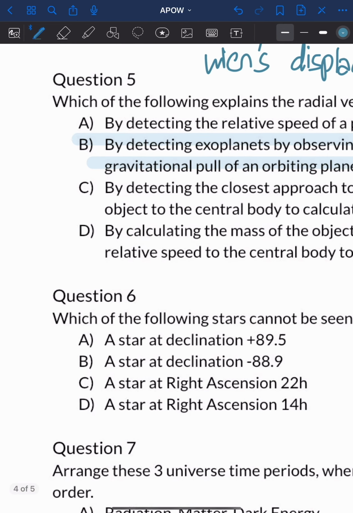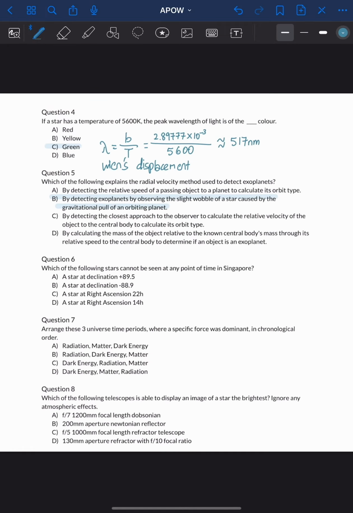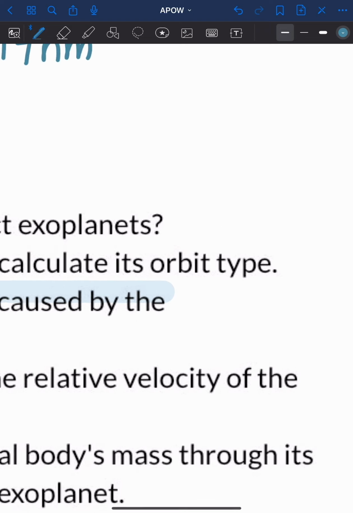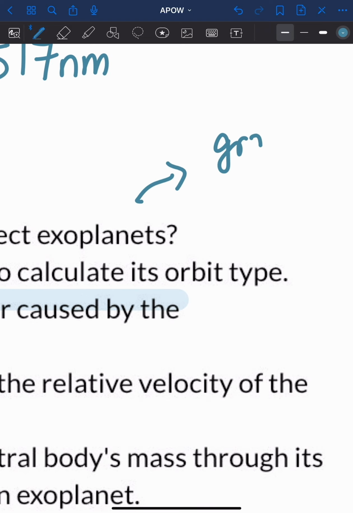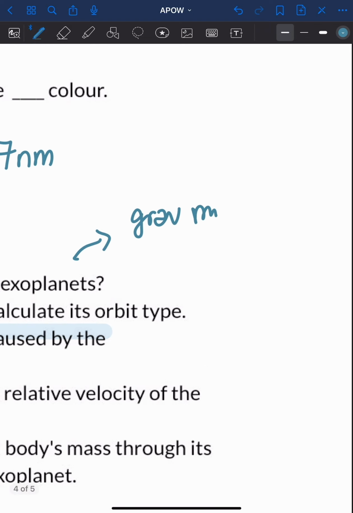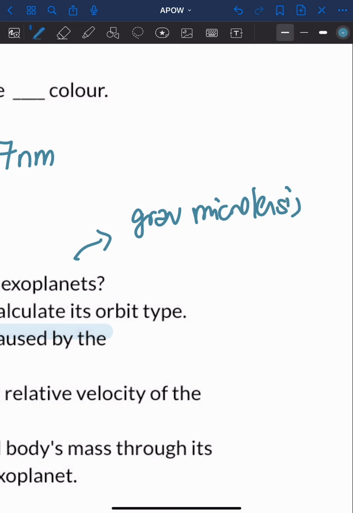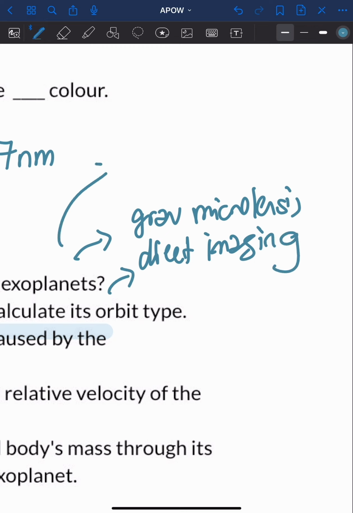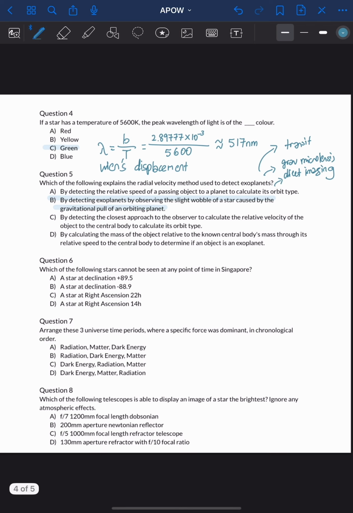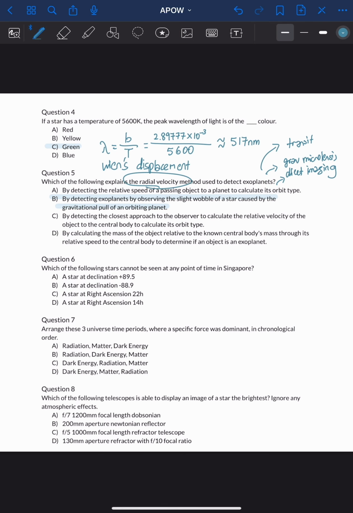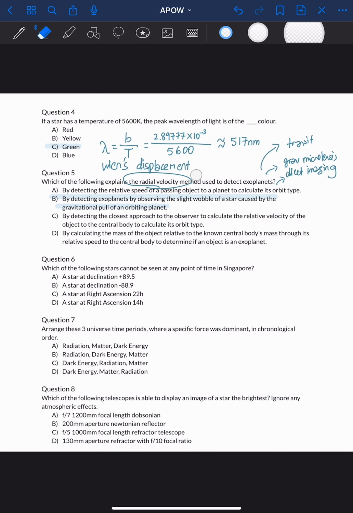The rest of this, A, C, and D, are not exactly methods of detecting exoplanets per se. I mean, there are other methods such as gravitational microlensing, and there's also direct imaging, which is quite rare because the planet has to be quite close. And then there's also transit, which is quite common. I think there's one more, but I forgot. Unfortunately. But there are definitely a few methods aside from radial velocity that you can use.